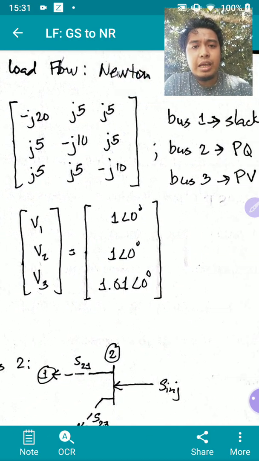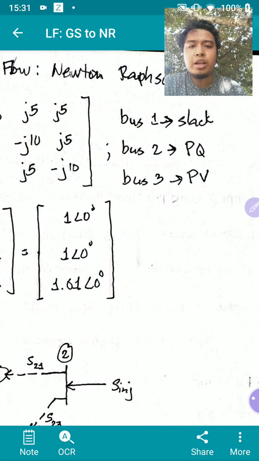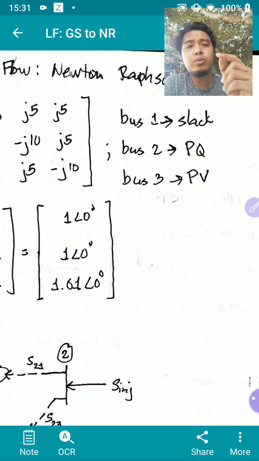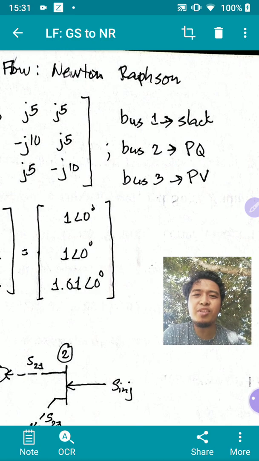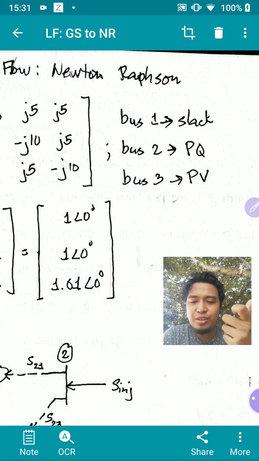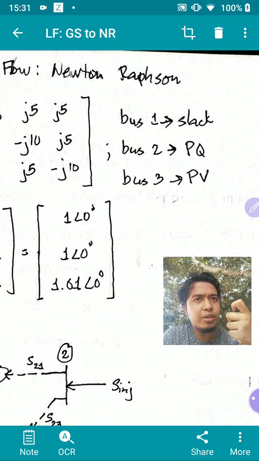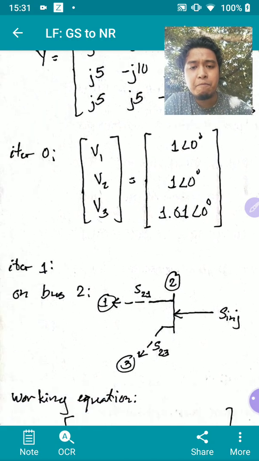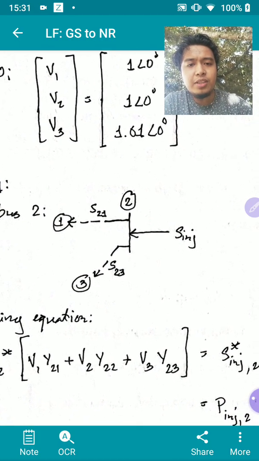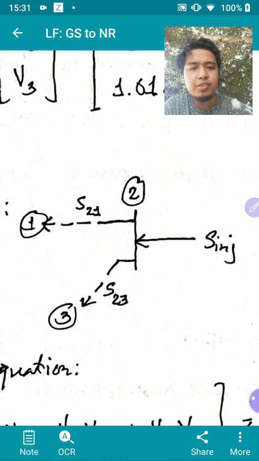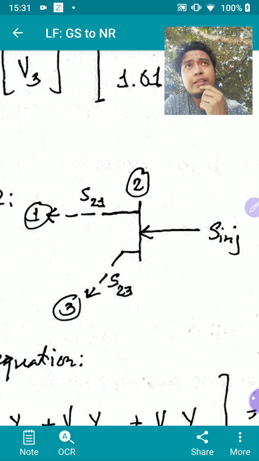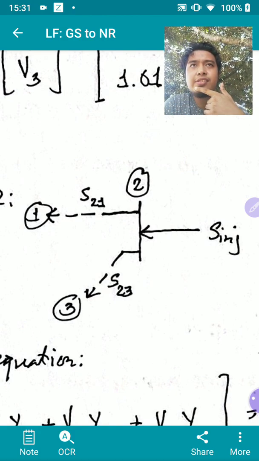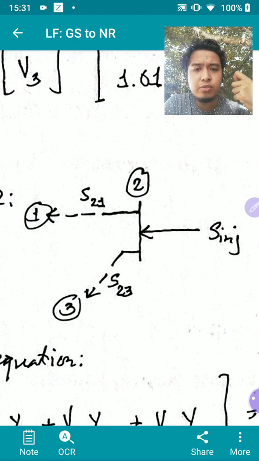Okay, so now before going into the solution of Newton Raphson, I'll be showing you first how we link the formula from Gauss Seidel, the one that we learned, into Newton Raphson. It's actually quite straightforward because, as I hope you still remember, I showed you this diagram for bus 2 on Gauss Seidel, and I told you before that the idea of power flow is like KCL, but instead of the summation of the currents, we just sum the power, the apparent power.